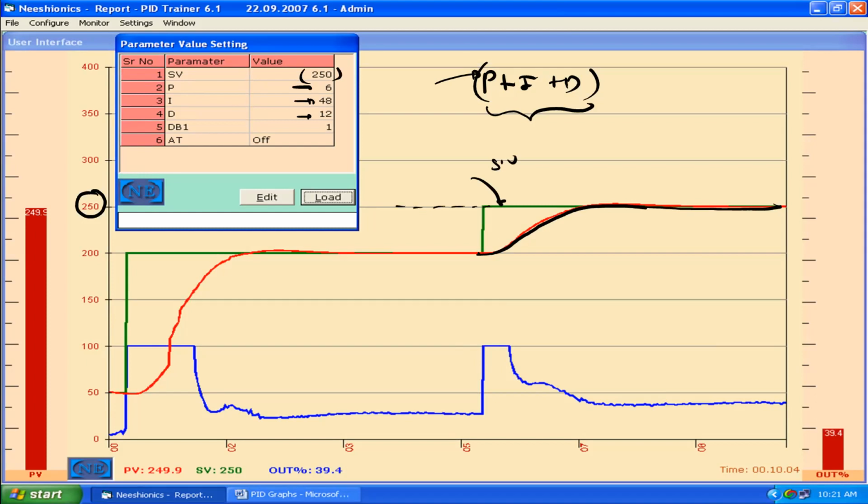Initially the temperature was 200, and from 200, this is the process value. Because of the combined action, we get a stable output, which is non-oscillatory, and the steady state error is 0.